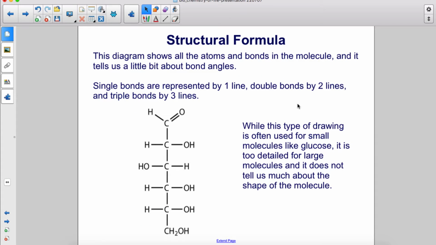This diagram shows all the atoms and bonds in the molecule, and it tells us a little bit about bond angles. Single bonds are represented by 1 line, double bonds by 2 lines, and triple bonds by 3 lines. While this type of drawing is often used for small molecules like glucose, it is too detailed for large molecules, and it does not tell us much about the shape of the molecule.